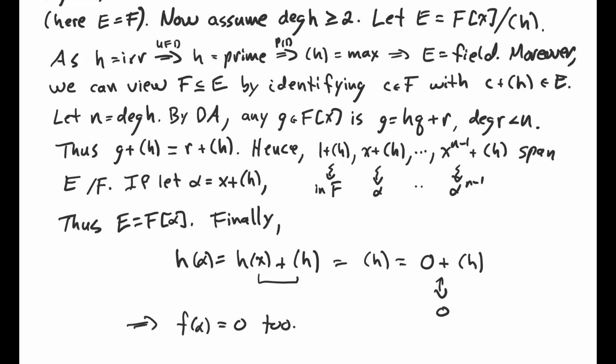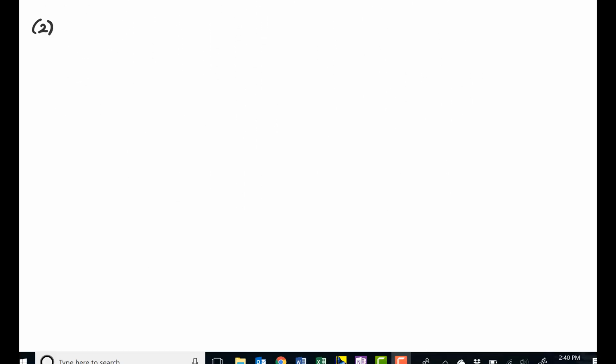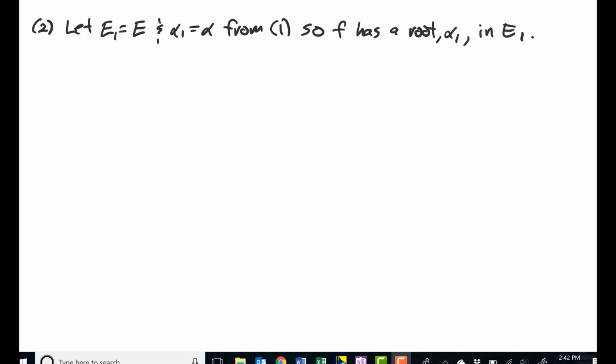All right, so that's part 1. We still have to do part 2. By part 1, let's call the field we constructed E1, and the root we constructed alpha 1. And what we have so far is that f has a root, alpha 1, in E1.